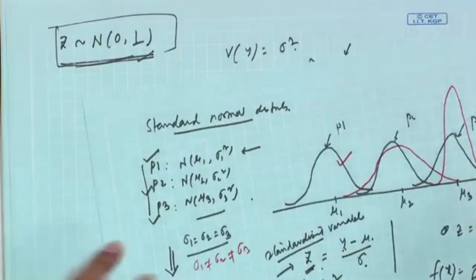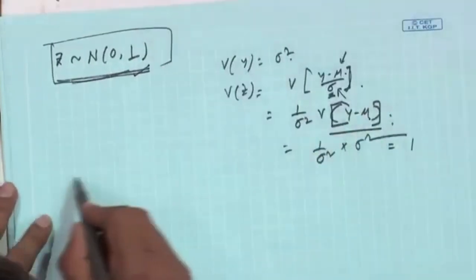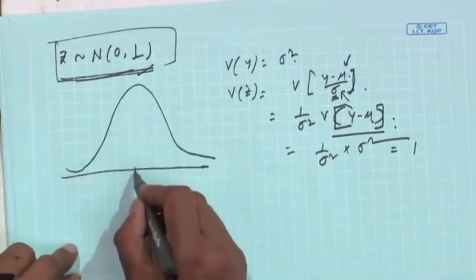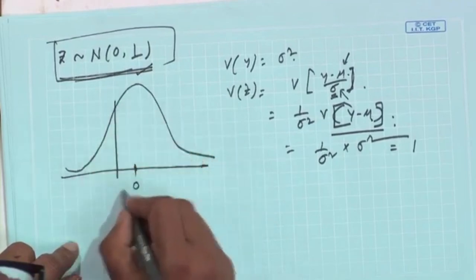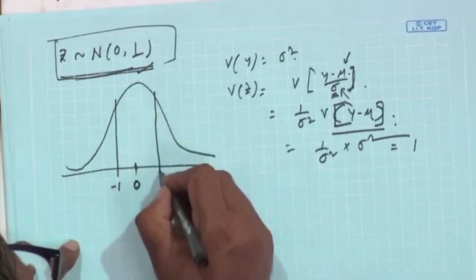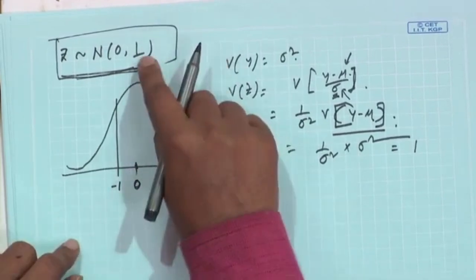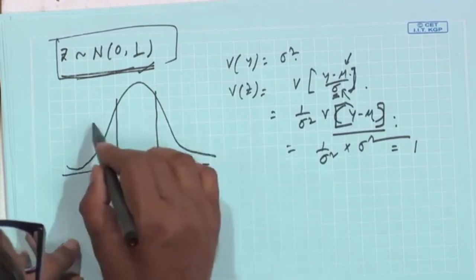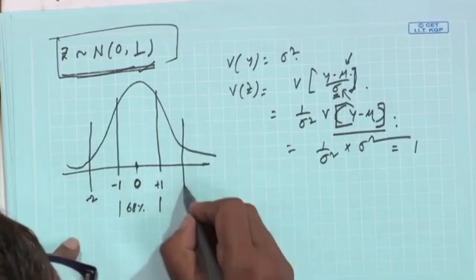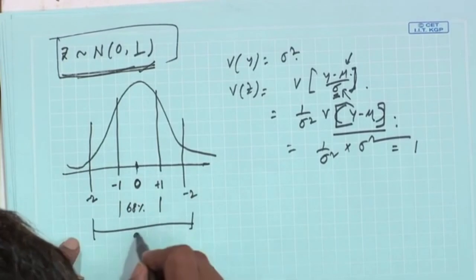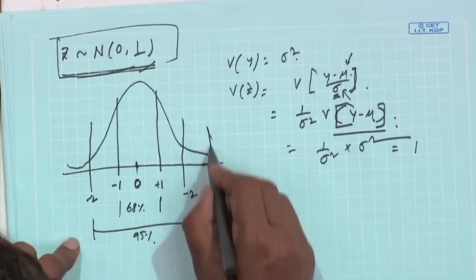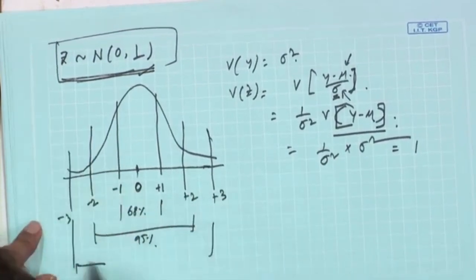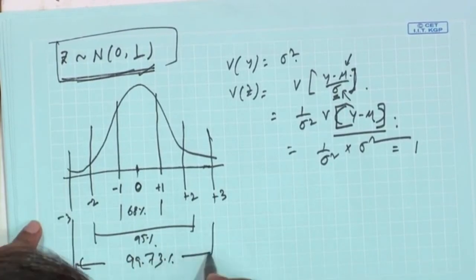That means I have only one graph, one density function, with z equal to 0 at the center. One sigma is minus 1 on this side and plus 1 on this side, because sigma is 1. Then 68% of the data will fall within this. Similarly, for 2 sigma, minus 2 to plus 2, approximately 95% will fall. Then for 3 sigma, minus 3 to plus 3, 99.73% will fall.